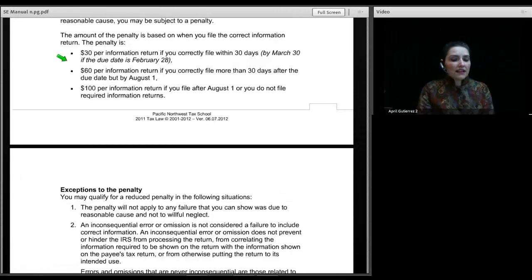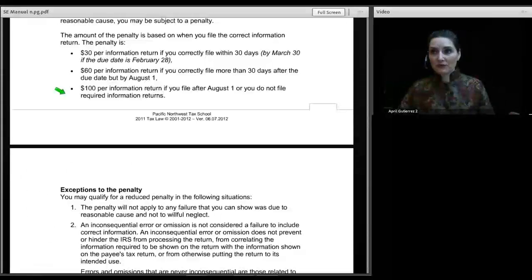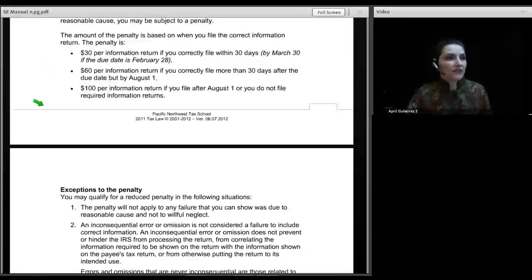So the first rule is that it's a $30 penalty per 1099 not issued if you file within 30 days of the due date but you file late. It goes to $60 if you file correctly but more than 30 days after the due date, and it's $100 if you file after August 1st or you fail to file at all. The interesting thing is it's a $100 failure to file the form penalty at that point to the IRS for failure to file with the IRS. But if you haven't filed with the IRS, it probably means you haven't filed with the recipient either, haven't issued to the recipient, and all these same penalties apply for failure to issue to the recipient. So really each of these penalties is double what it says.